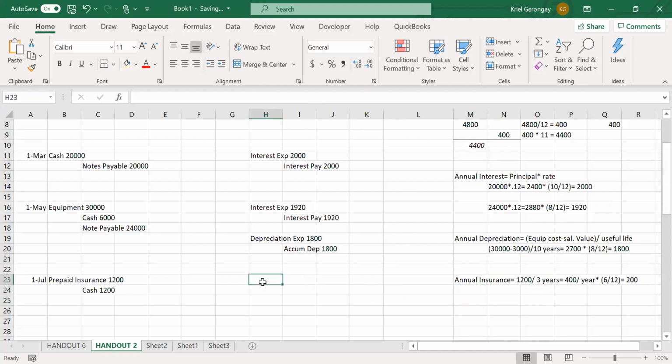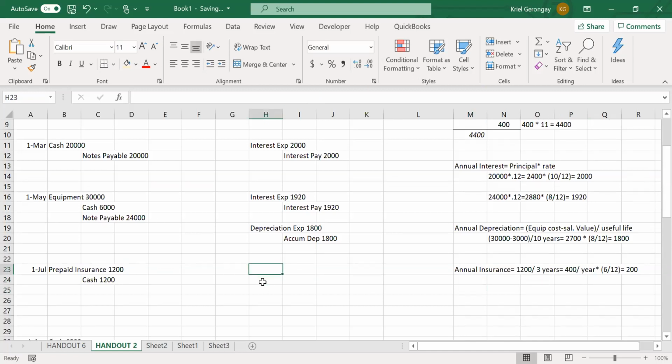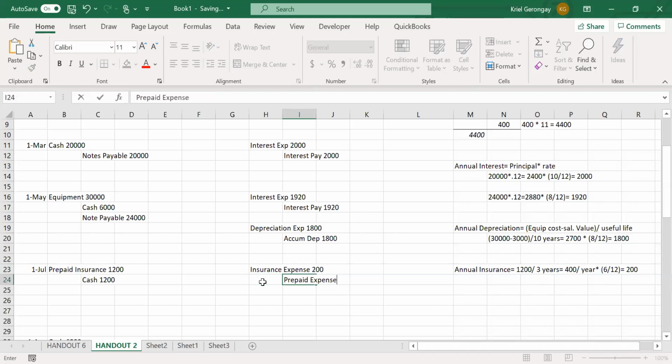So for our adjusting journal entry, we're going to recognize the expense. So insurance expense of 200, and we're going to credit prepaid insurance for 200. Insurance, not expense. Oh, prepaid. Yeah, prepaid insurance by 200.